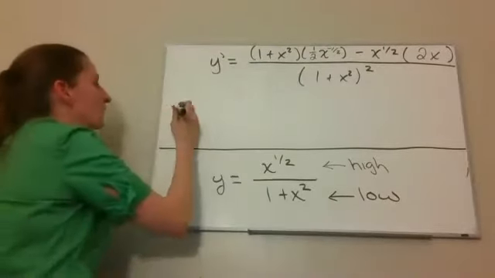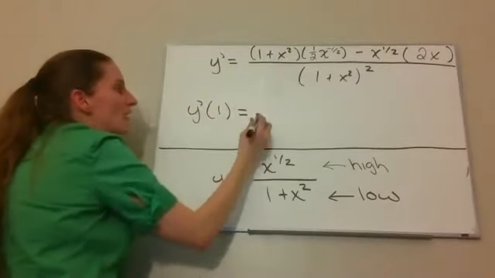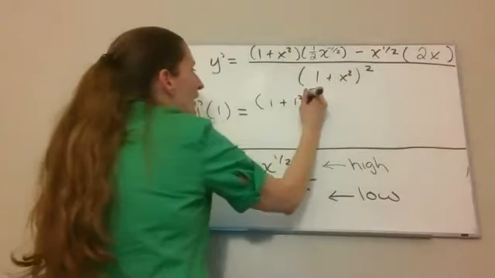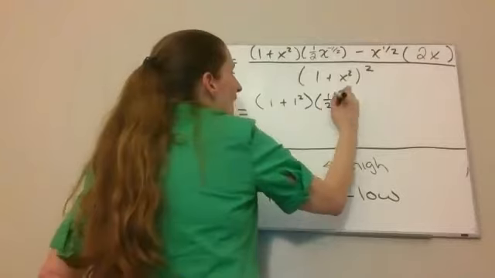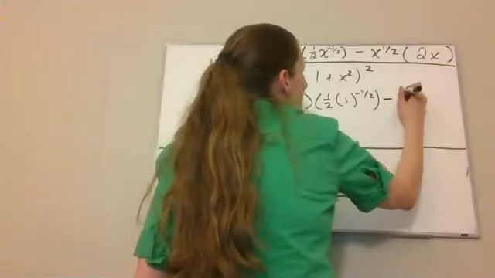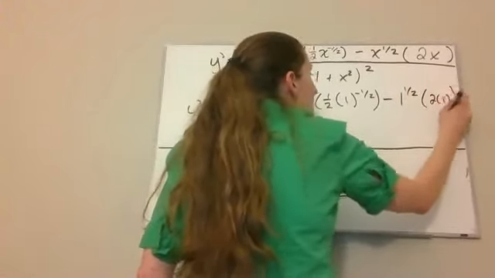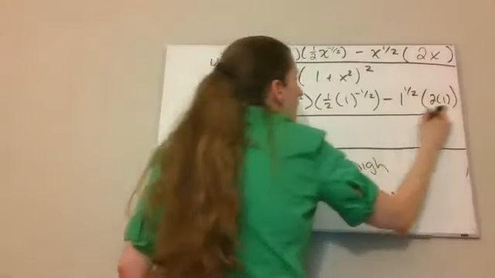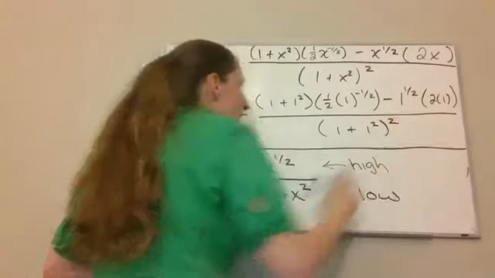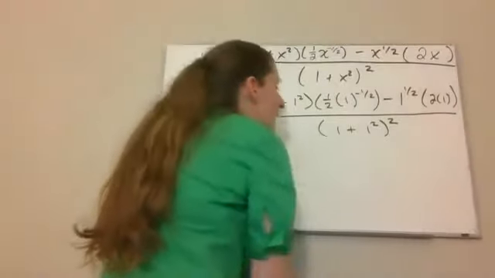So y prime with a 1 plugged into it. If I plug a 1 in everywhere, I get 1 plus 1 squared times a 1/2 times 1 to the negative 1/2, minus a 1 to the 1/2 times 2 times 1, all over 1 plus a 1 squared squared. And that looks pretty terrible still, but remember, 1 to any power is going to be 1.